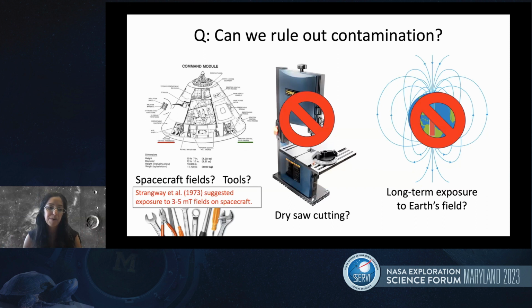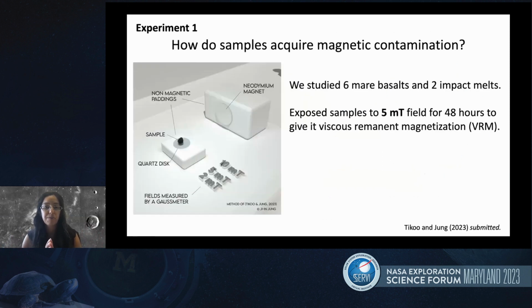And based on their experiment, they concluded that moon rocks could have been exposed to fields as strong as 3 to 5 millitesla while on the Apollo return spacecraft. So we wanted to do a way more comprehensive study of this type of magnetic contamination to see how rocks acquire contamination and how easily it can be removed in paleomag studies.